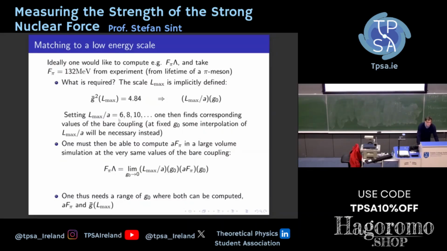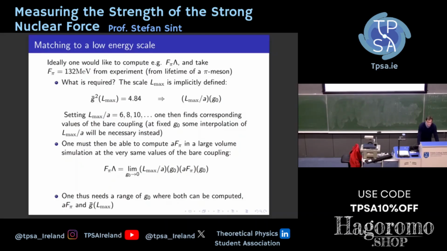So in practice, what you do is you define a scale by saying that the coupling has a certain value. That defines a scale, L max. So this is the largest coupling that we reach, and then you have a box size implicitly defined. So you don't know how much it is in femtometers or in inverse MeV. If you follow that for different size lattices, always tuning to this value, this defines a sequence of lattice sizes as a function of the bare coupling. And so you have this ratio as a function of bare coupling.